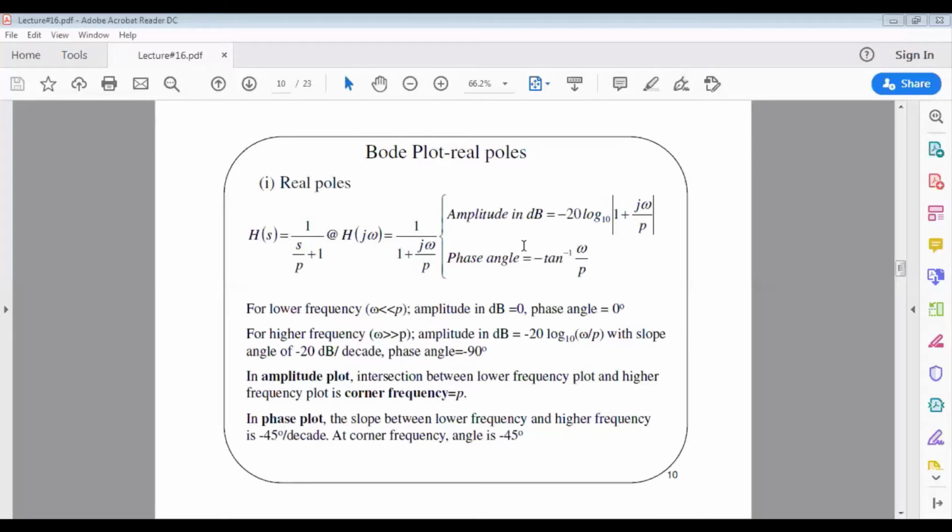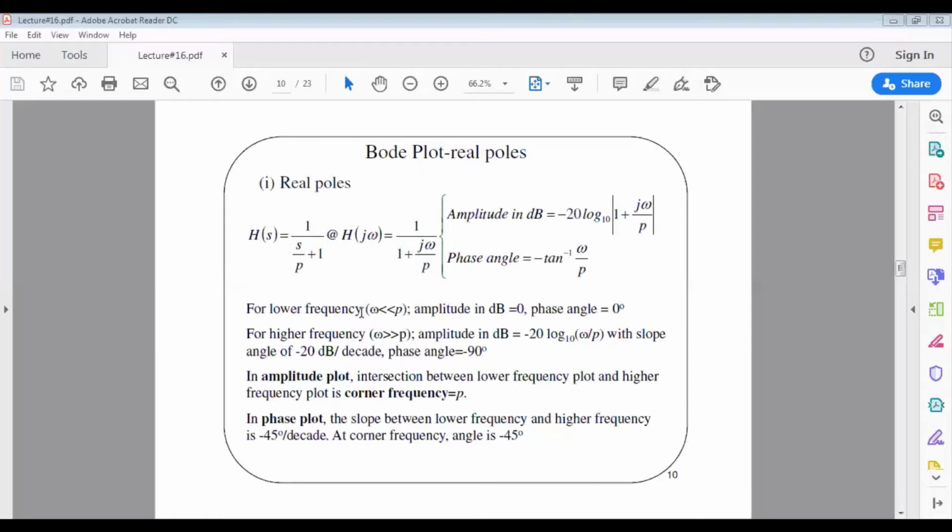I hope that you can prove this amplitude and phase angle on your own. If you face any problem with this proving, you can just consult me. I hope that you have learned about this method of calculating the amplitude and also the angle when we face a complex number condition. Okay, so in terms of the amplitude plot and the phase plot, these are the rules that need to be taken care of.